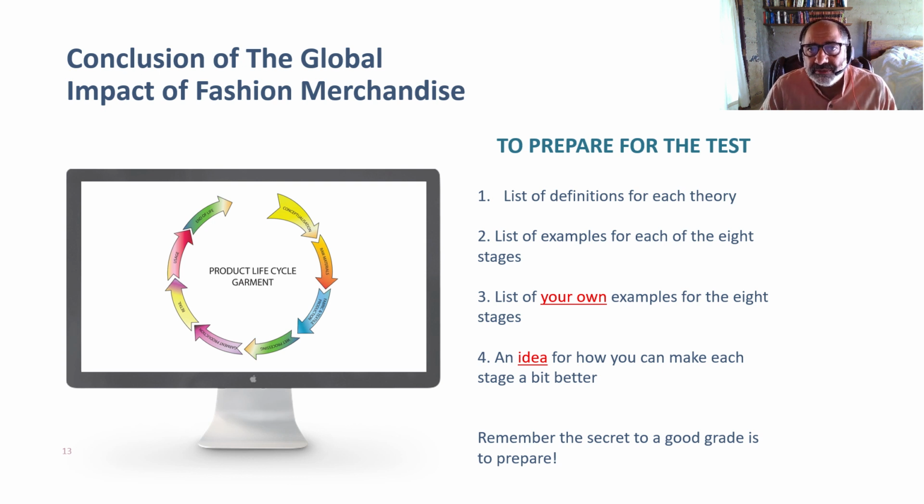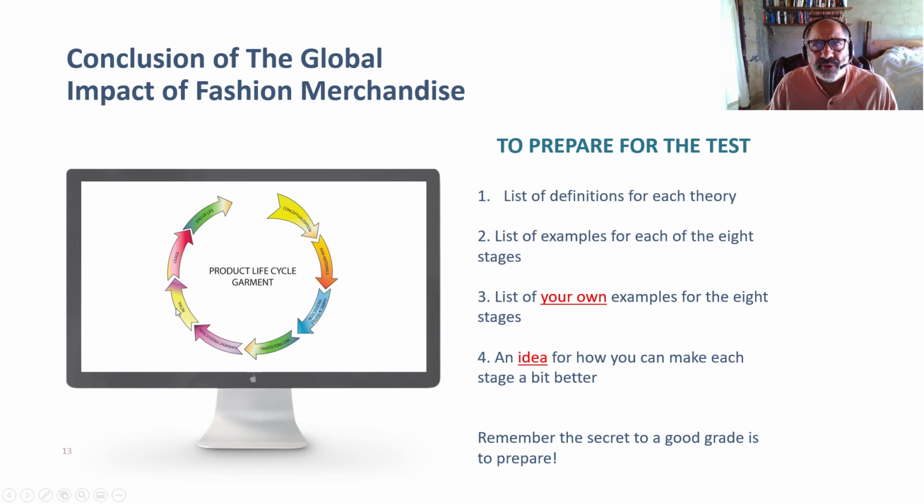And fourthly, and most importantly, have an idea for how you can make each stage a bit better. So even though you don't know the answer at this stage, assume the question is open enough for you to put your answer in there. So conceptualization, how can I make the building more green? Raw materials, how can I find a fiber which doesn't destroy the planet? How can I find a process for spinning and weaving which enhances human beings? How can I find a dye which doesn't damage the environment? How can I ensure that wages are fair?